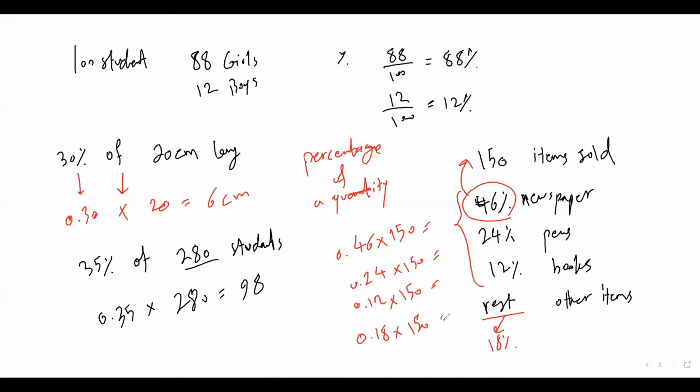So the answers are 27, 18. This one, 150 times 0.24. Okay, 36. And this should be just the rest, right? And yeah, 69. That's it. So that was easy. Quite this topic is easy, percentage of a quantity.